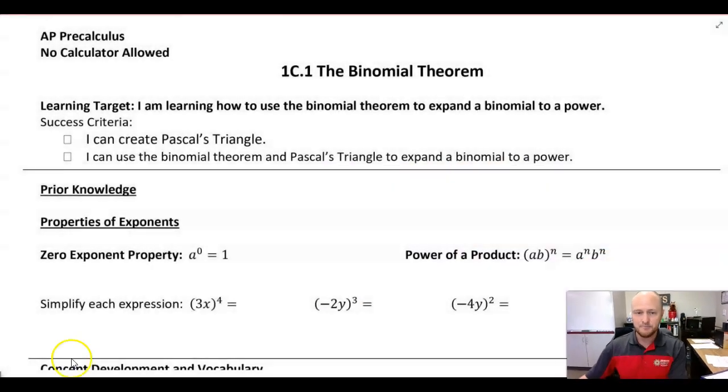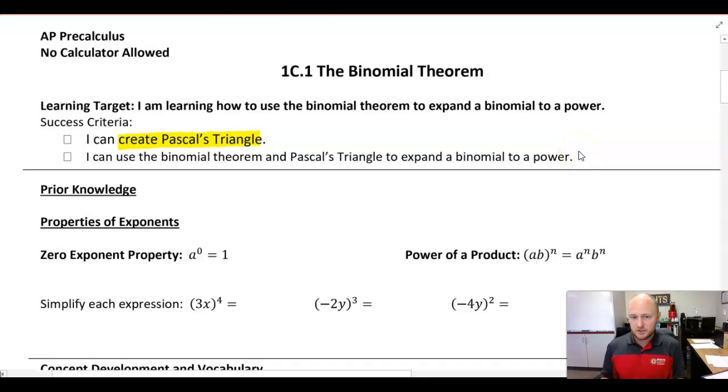This is 1C.1 and we're going to talk about the binomial theorem. We're going to expand some binomials in this lesson. Our learning target is to learn how to use the binomial theorem in order to expand a binomial power. And some things that you have to be able to do first is you have to know and be able to create Pascal's triangle. We'll talk about what that is. And then we'll use the binomial theorem and Pascal's triangle to expand a binomial to a power.